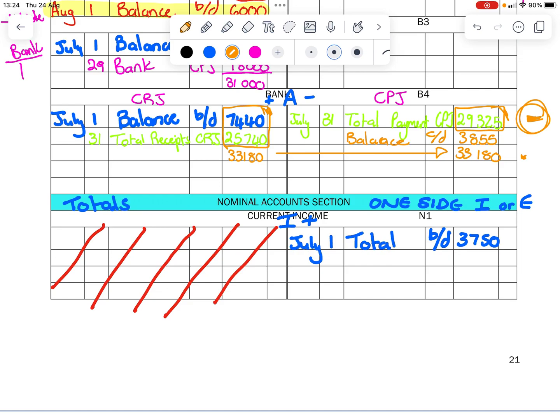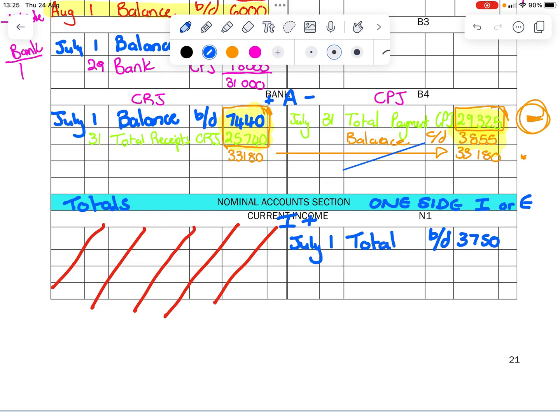Now, when I talk about that seesaw and both sides being equal, the total of those two highlighted figures, our balance and total receipts, equal 33,180 Rand. The total of our total payments and our balance that we need to carry down also equal 33,180. The way to finish off this account would be to carry down.